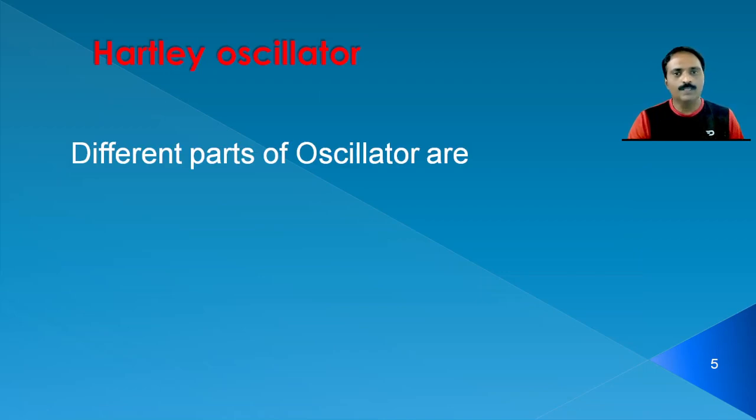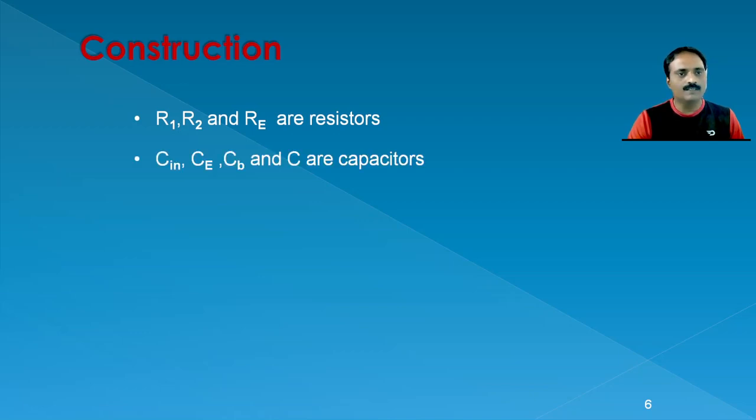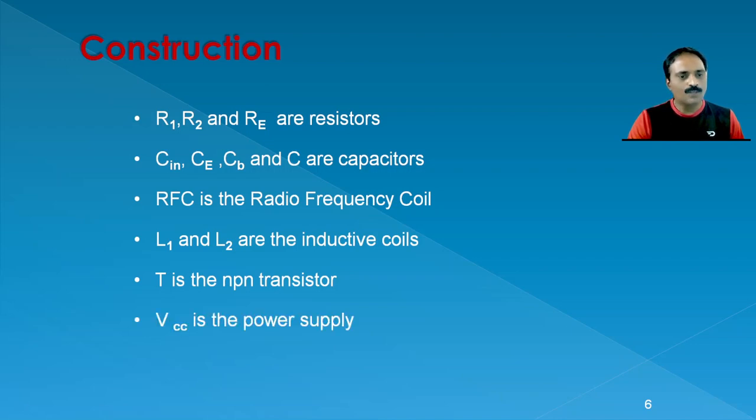So let me go through it in detail here. The different parts we have are the transistor amplifier, the tank circuit and the feedback circuit. Let me go through the construction. Already we have discussed that R1, R2 and RE are the resistors, and C input, CE, CB and C are the capacitors. RFC is the radio frequency coil, and L1, L2 are the inductive coils. T is the NPN transistor, so here we are using an NPN transistor, and the power supply is VCC.